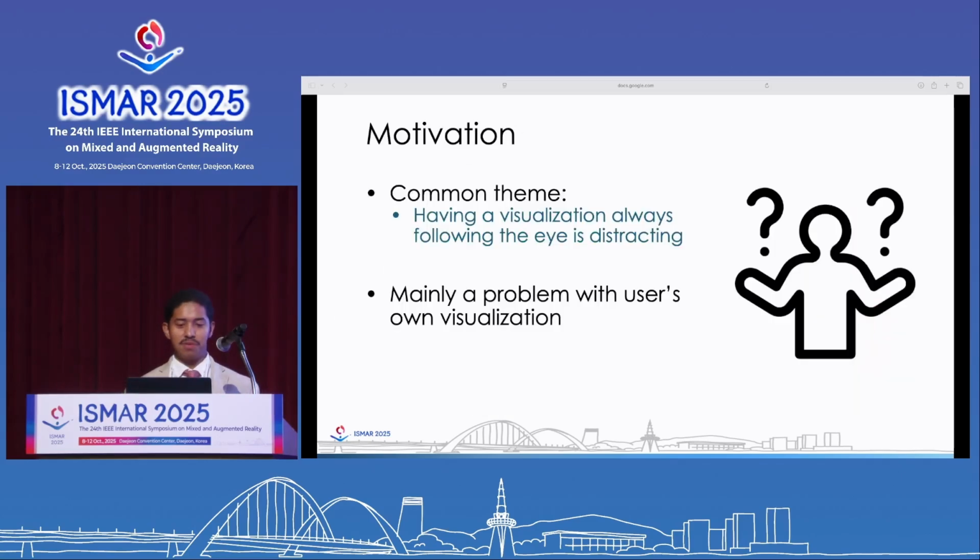And overall, there seems to be a common theme through all the implementations that have been provided from prior work, in that they tend to be distracting. And it mainly tends to be a problem with users' own self-gaze visualization. And it begs the question, why does the user have to have an actual gaze visualization presented in front of their face at all times, always following their every eye movement? People, for the most part, don't want to have that, and it doesn't seem necessary because I know what I'm looking at, so why is that visualized?